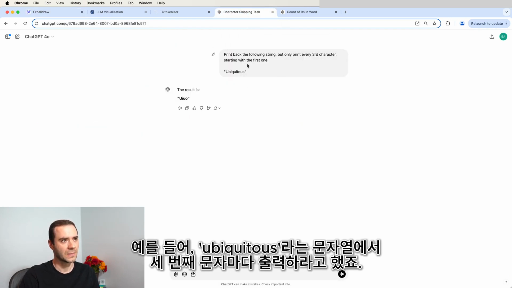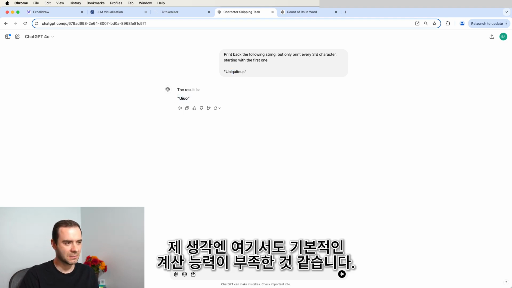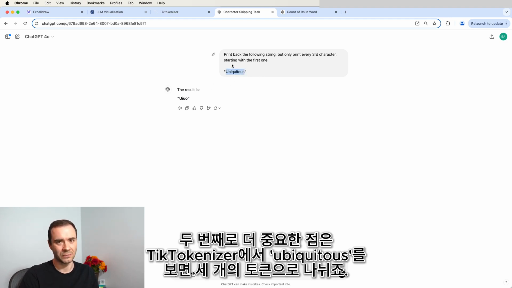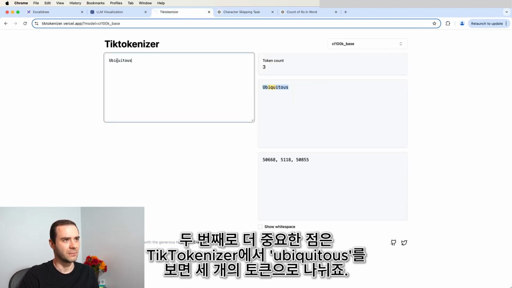For example, I'm giving it the string ubiquitous, and I'm asking it to print only every 3rd character starting with the first one. So we start with U, and then every 3rd: 1, 2, 3, Q should be next, and so on. This I see is not correct. My hypothesis is that, number 1, the mental arithmetic is failing a little bit. But number 2, the more important issue is that if you go to tiktokenizer and look at ubiquitous, we see that it is 3 tokens.